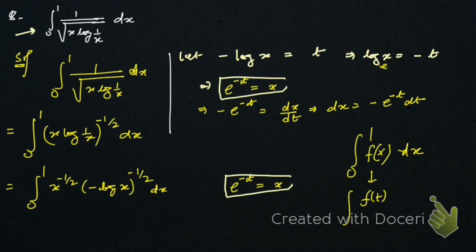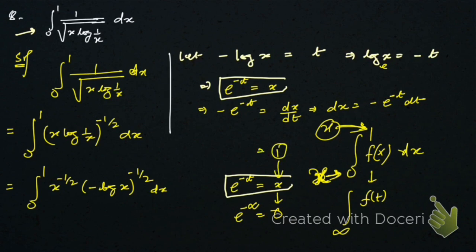When x is equal to 0, you're going to have e to the power minus infinity, right? So that means for t equal to infinity, you're going to have x equal to 0. Then when x is equal to 1, you will get e to the power minus 0, or simply e to the power 0, right? So when x is equal to 1, then t must be equal to 0.